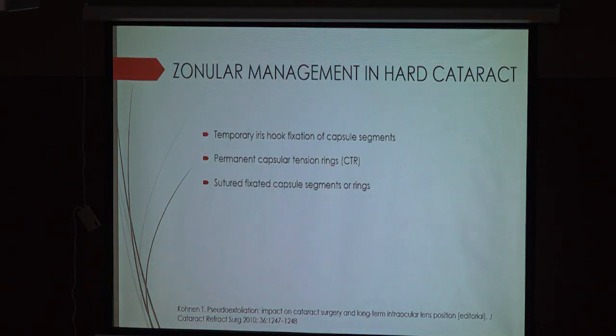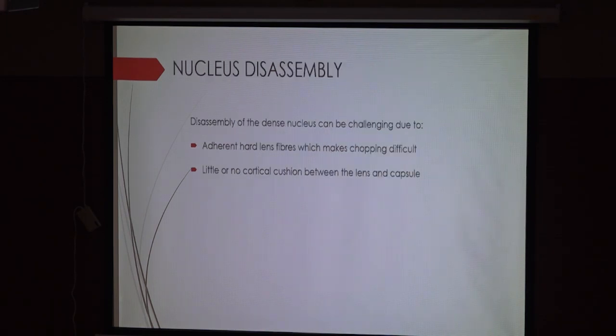Then zonular management in these patients. Again, iris hook, which we are using for iris dilatation, can be put into the margin of the rhexis. So if you have a smaller dialysis, less than 1 quadrant, 2 quadrant, then probably you can manage with iris hook also. Otherwise CTR, or you can have capsular segments, they can be used in conjunction with phacoemulsification.